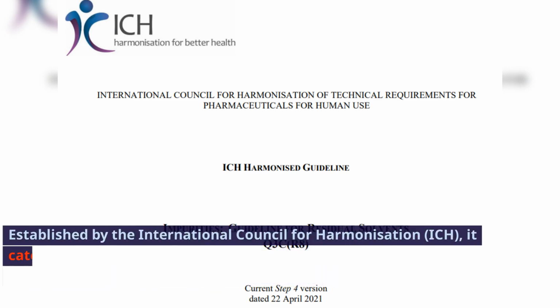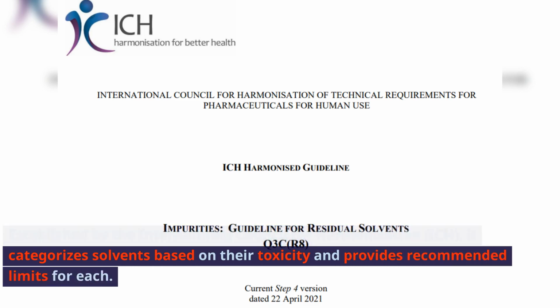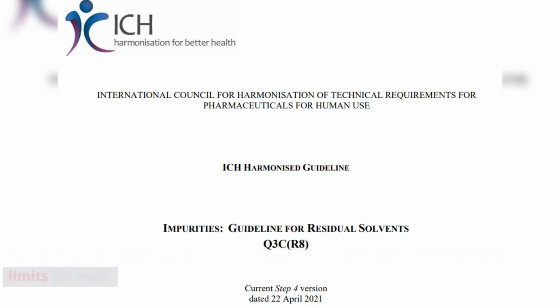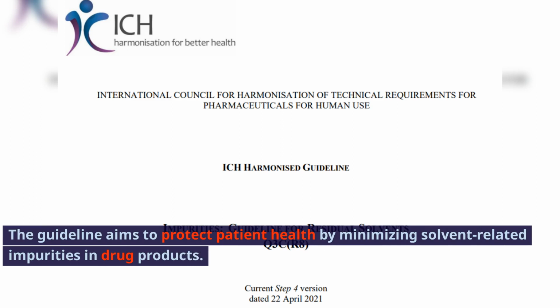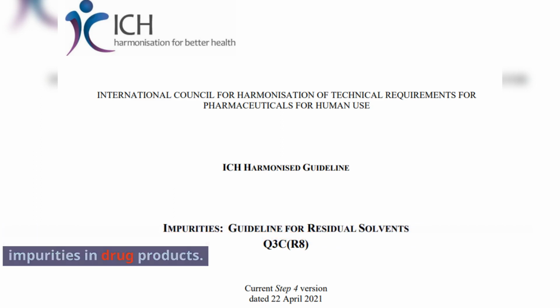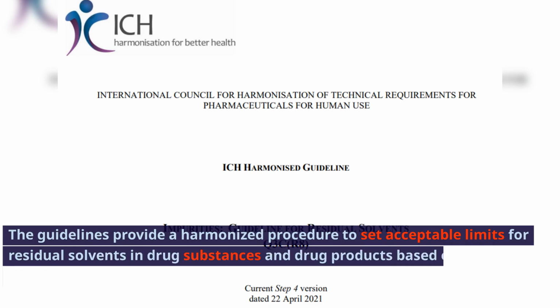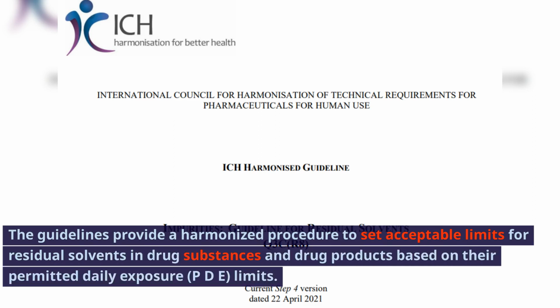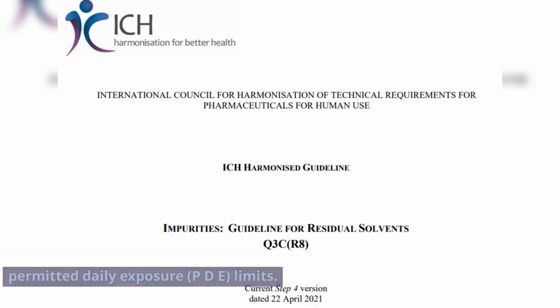Established by the International Council for Harmonisation, ICH, it categorizes solvents based on their toxicity and provides recommended limits for each. The guideline aims to protect patient health by minimizing solvent-related impurities in drug products. The guidelines provide a harmonized procedure to set acceptable limits for residual solvents in drug substances and drug products based on their permitted daily exposure (PDE) limits.